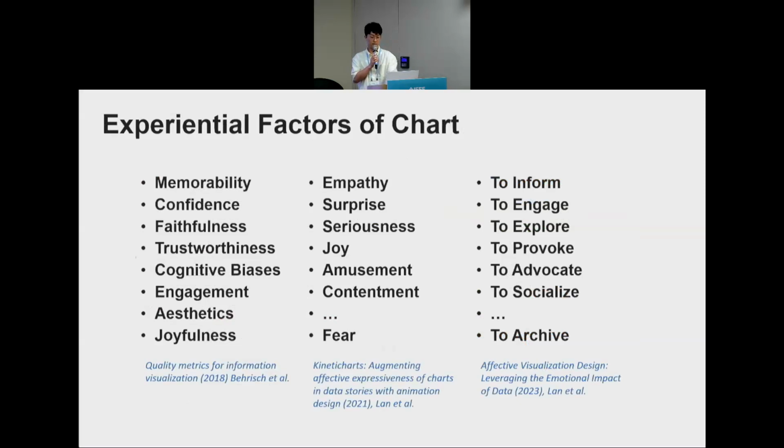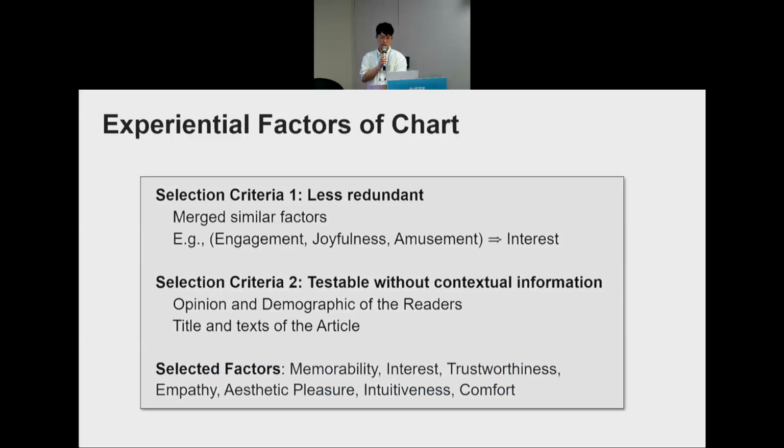Prior research has identified various experiential factors. For our study, we selected a few of them. While selecting the factors, we tried reducing redundancy, for example, merging similar factors like engagement, joyfulness, amusement into interest, a single one. And secondly, we selected the factors which are testable without contextual information, such as the opinion and demographic of the readers. As a result, we selected these 7 factors listed below.